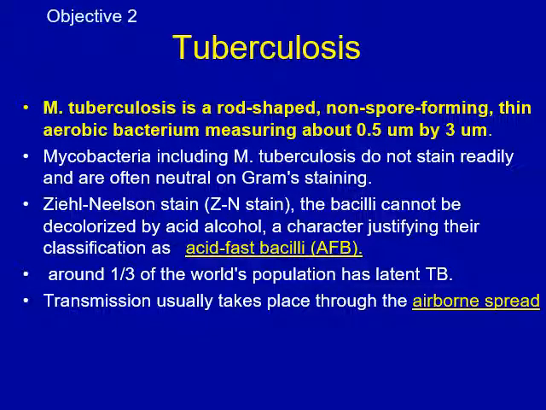TB is either symptomatic or latent, asymptomatic. 1/3 of the world population has latent TB, also called dormant TB. This latent TB has no symptoms and is non-infectious. So about 1/3, a high percentage, of the world population have latent TB.